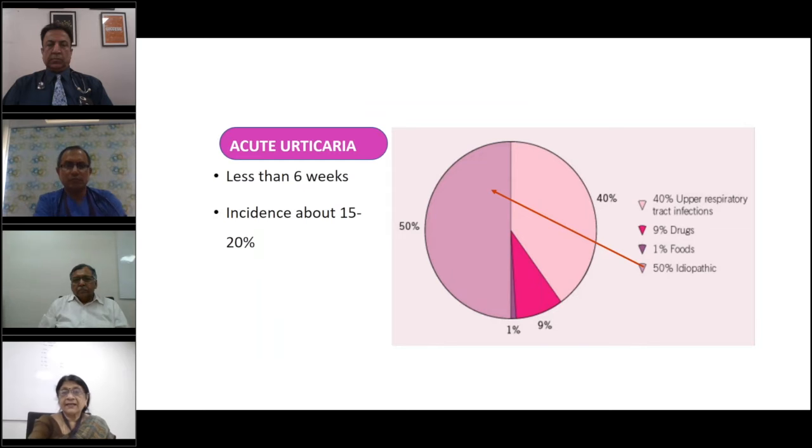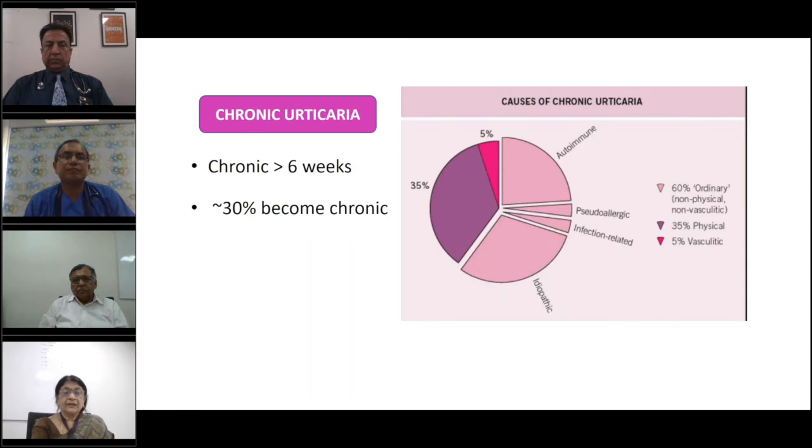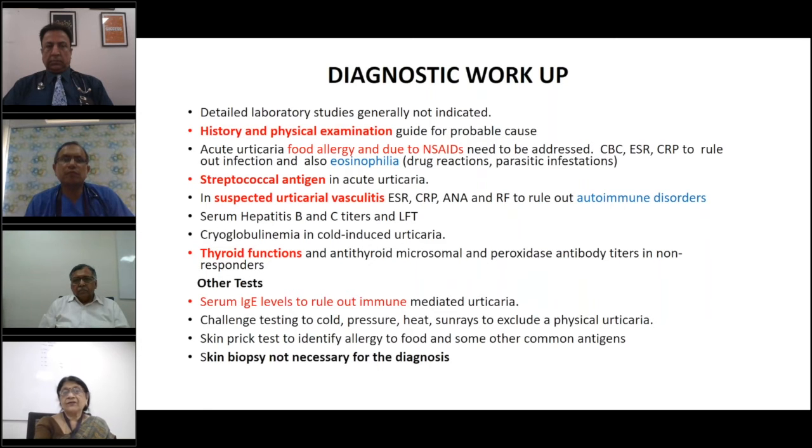Then acute urticaria, the same thing, but almost 50% are idiopathic. We don't know the cause. Then in chronic, we have all types: infections, autoimmune, which is an important thing, and idiopathic also. How do we diagnose? History and physical examination is the most important. Streptococcal antigen in acute urticaria.